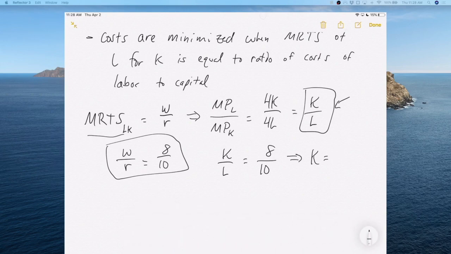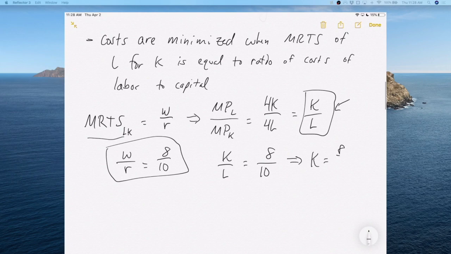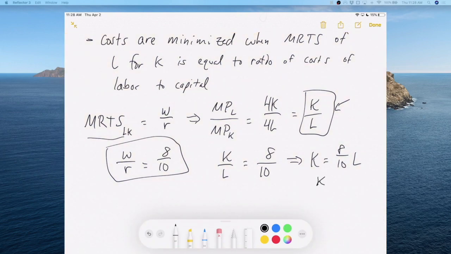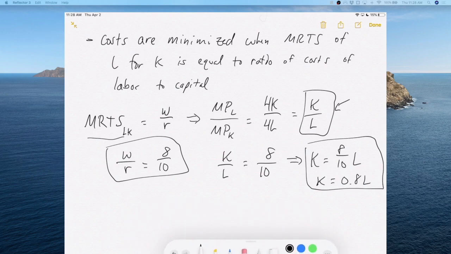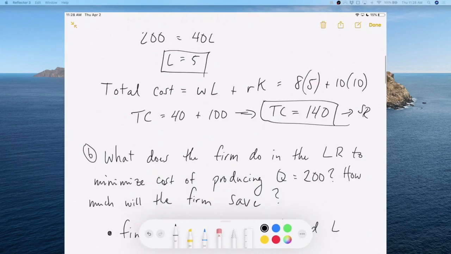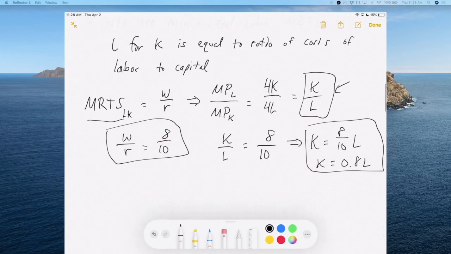K equals 8 over 10L, or K equals 0.8L. Whichever one you're more comfortable with. I like the decimal better. I think it makes the math a little easier. So what does this mean? What does this K equals 0.8L actually mean?